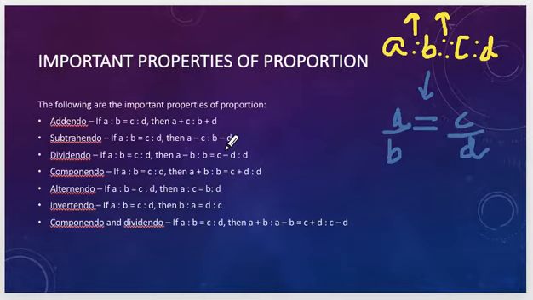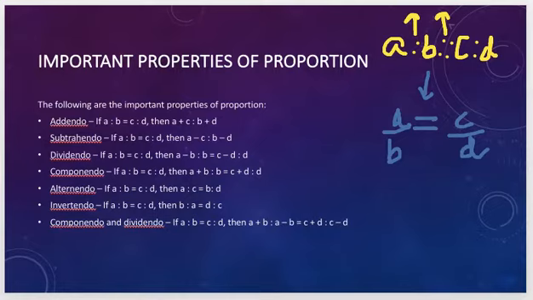If you have to calculate subtrahendo, it will be A minus C divided by B minus D. Then if it is going to be dividendo, you have to subtract, and in the numerators you will be writing the subtraction of the numerator and denominator on both the sides. This is componendo. You're going to add, in the numerator, the numerator and the denominator and put the denominator as such.